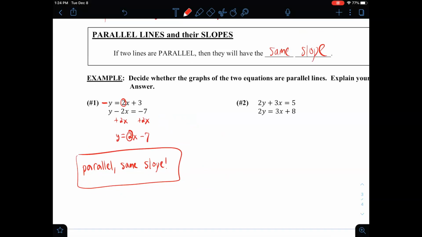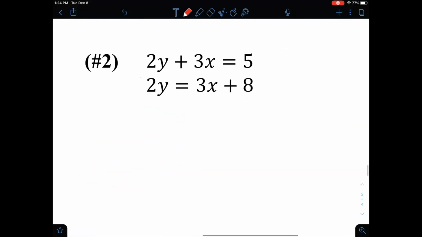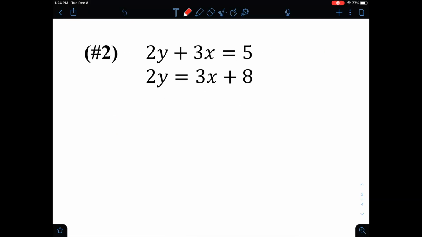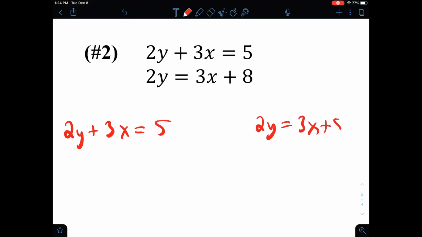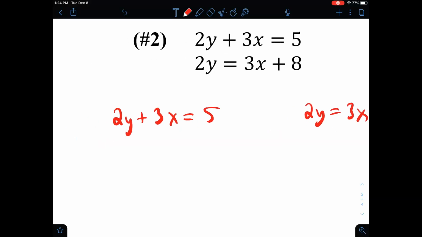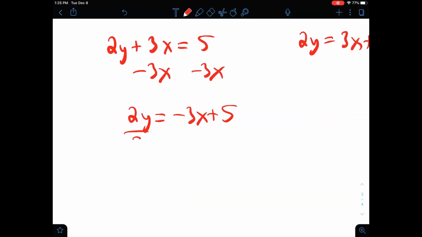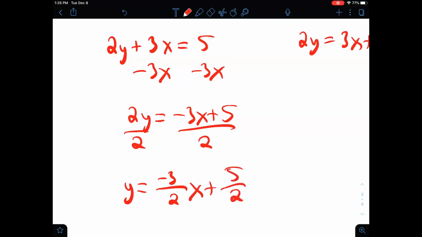Number 2, we have 2y plus 3x equals 5, and we have 2y equals 3x plus 8. We need to get y by itself for both of these problems. Let's write the top one the way it is originally. What's the first step to getting y by itself? We're going to subtract 3x first. So we get 2y equals negative 3x plus 5. Divide by 2. y equals negative 3 over 2x plus 5 halves.